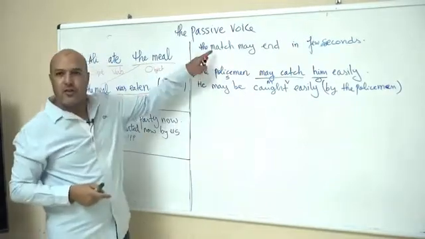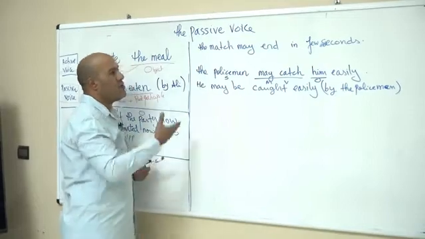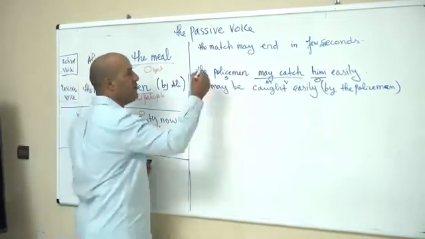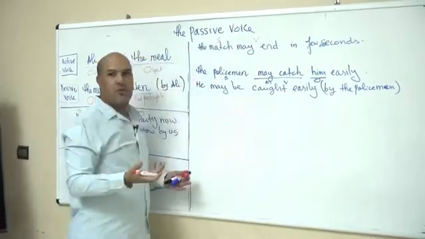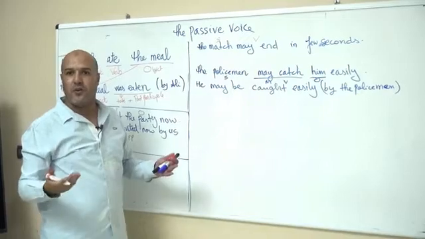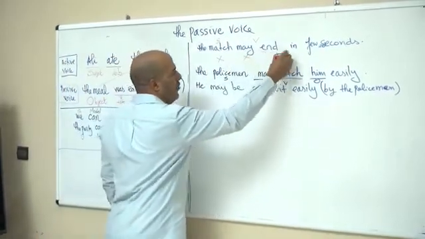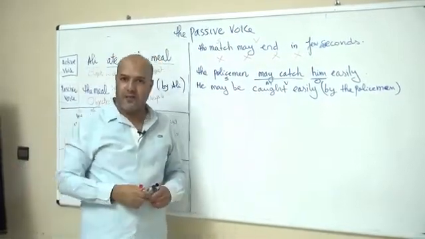Did you find an answer for this? I'm sure that you find it a little bit confusing because you cannot put it in the passive voice, because it's impossible. Here we have the match may end, but we don't have the object. So some verbs don't need the object, so we don't put them in the passive voice. For example, the bird flies. You cannot put it in the passive voice.